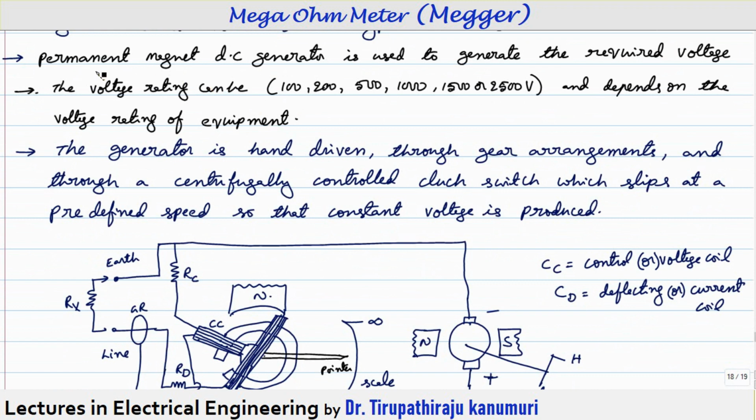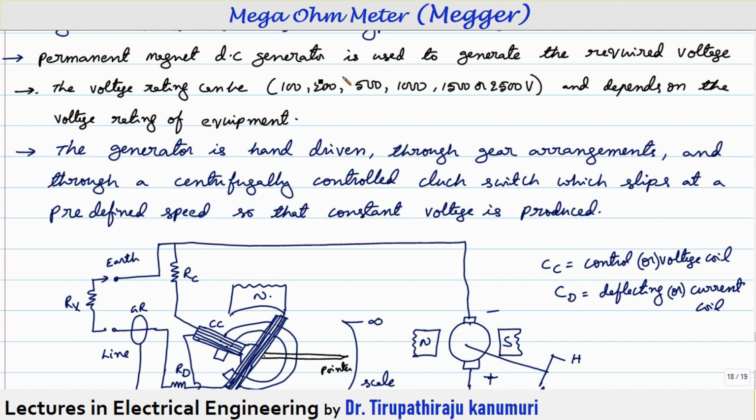Then the permanent magnet DC generator is used to generate the required voltage. The voltage rating can be 100 volts, 200 volts, 500 volts, 1000, 1500 or 2500, but generally 500 volts is the most commonly available in the market, and sometimes we go for 1000 volts or even 2500 volts.